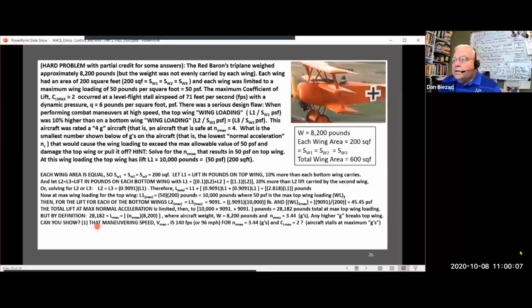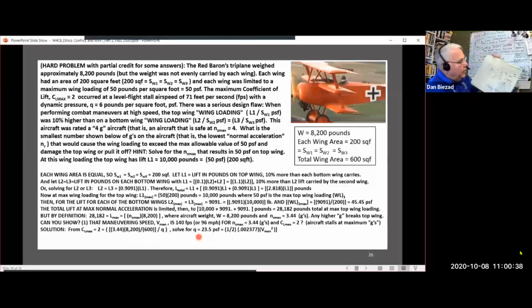Here I said, can you show that the maneuvering speed is 140 feet per second? Can you do it? Okay, for 3.44 and CLmax equals 2. Well, you go back to the formula. CLmax is equal to 2. There's the max G's, there's the weight of the aircraft, there's the area of the wings, divided by the dynamic pressure. And notice I just have to solve for Q. I know everything else. Pull your calculator out, solve for Q, you'll get 23.5.